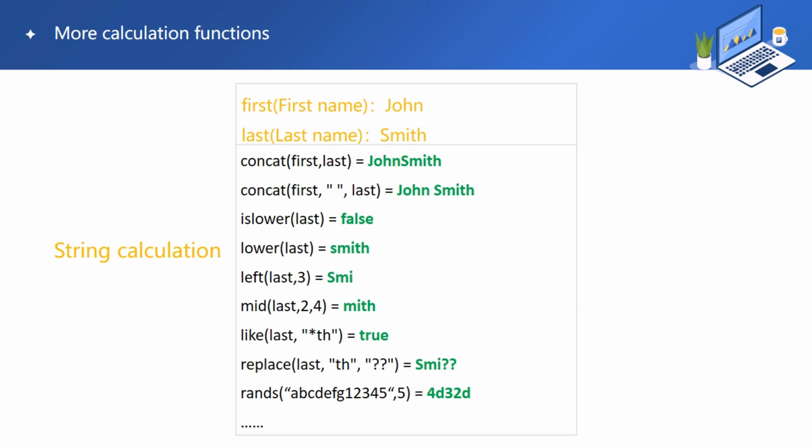There are also many calculation functions for string-type data. Multiple strings can be concatenated together using concat, to determine if all characters are lowercase letters, to convert to lowercase, to truncate left, right, or middle substrings, to match strings with wildcard characters, to replace strings, and to randomly generate new strings of specific lengths using certain characters.